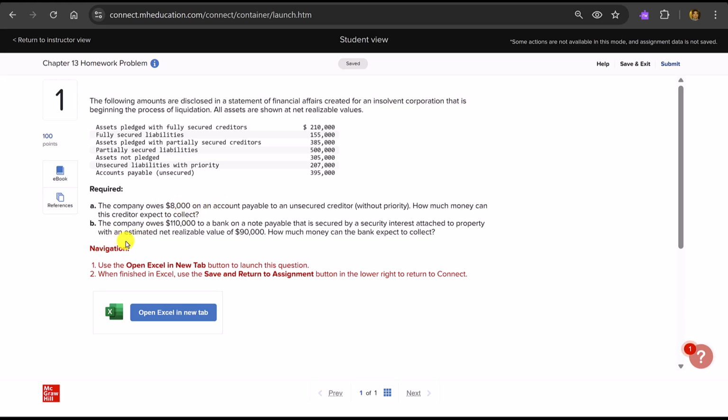In requirement B, we're told there's a 110,000 note payable that we owe that has some secured interest of 90,000. This 110 is included in this partially secured liabilities of 500,000. This 90,000 of assets are inside of this assets pledged with partially secured creditors of 385 here. So again, we're going to see these amounts here, 8, 110, 90, already set up in our spreadsheets. So we don't need to type in those numbers, but they're already included in these numbers up here.